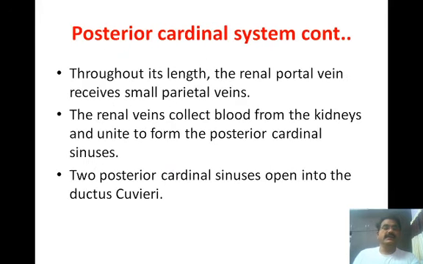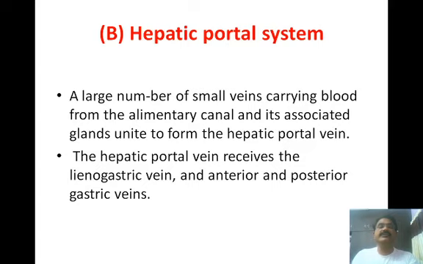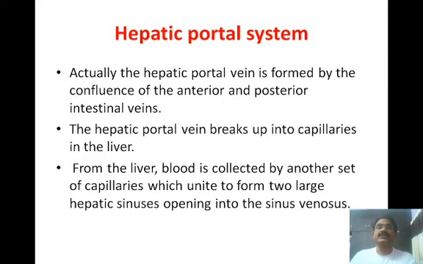Then there is another type, the sinuses in the form of the hepatic portal system. Now a large number of small veins carrying blood from the alimentary canal and its associated glands unite to form the hepatic portal vein. The hepatic portal vein receives the lienogastric vein and the anterior and posterior gastric veins. Actually, the hepatic portal vein is formed by the confluence of the anterior and posterior intestinal veins. The hepatic portal vein breaks up into capillaries in the liver. From the liver, blood is collected by another set of capillaries which unite to form the large hepatic sinuses opening into the sinus venosus.